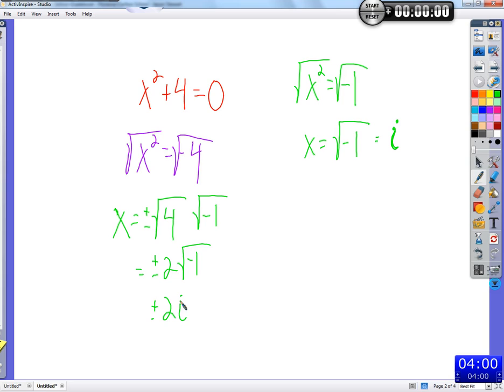In the previous section, we realized that sometimes our answers will wind up having square roots left in them. And even more than that, sometimes we'll have imaginary numbers in our solutions.